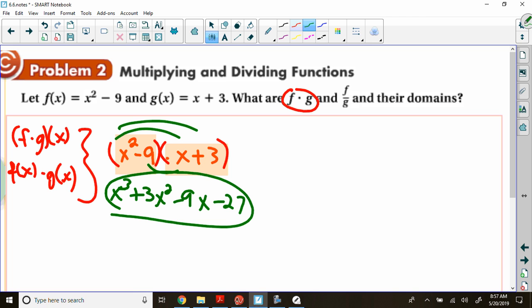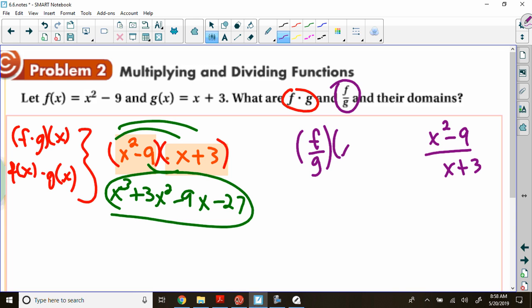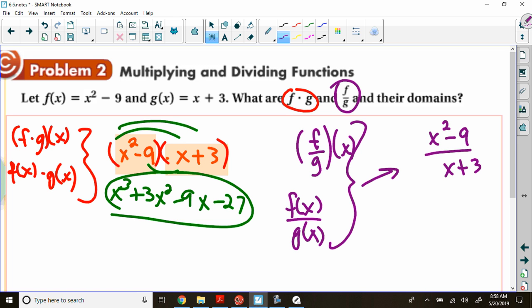For the quotient, I really like this example that they used. For the quotient, we're going to have x squared minus 9 over x plus 3. That's what we're going to get for f over g of x. Or, if you want to use this notation, f of x over g of x. Both of those notations end up giving us the same result.